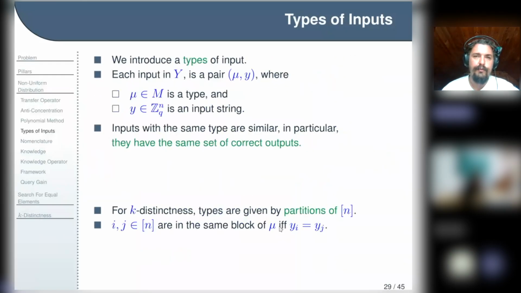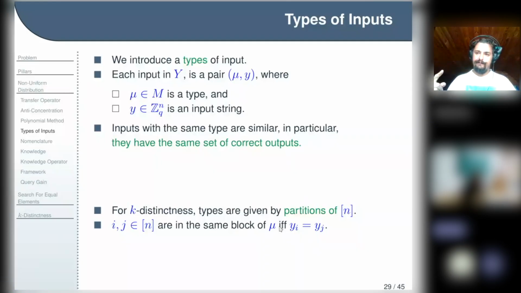For an arbitrary problem, this is a mathematical formalism, and you can take whatever you want. For instance, you can take the type to be equal to the input string, which means you're not using types at all: each input string has its unique type. But for me, it helps to break the set of inputs into different blocks and treat one block as a single entity. That's why I'm introducing these types.